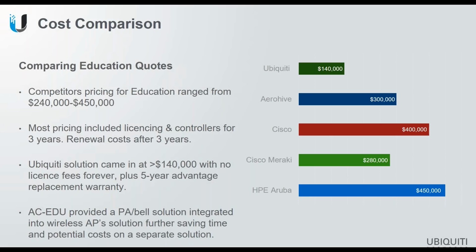Okay, and the AC EDU that we're going to go through provided a PA solution integrated with a wireless AP that no other competitor has. No one has this. Okay, so this is industry leading. It's a very unique design that no other vendor has. And if you were to try and compete with this, you've not only got to sell the access points and the network infrastructure that these vendors are offering, but also you've got those costs of installing a separate PA system.